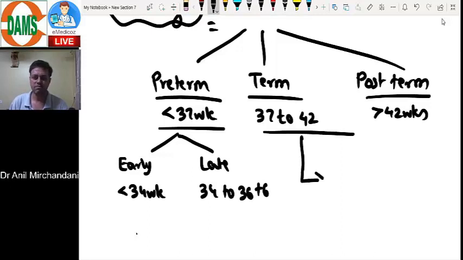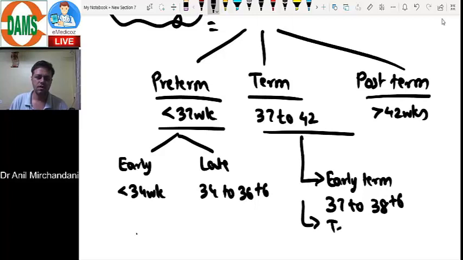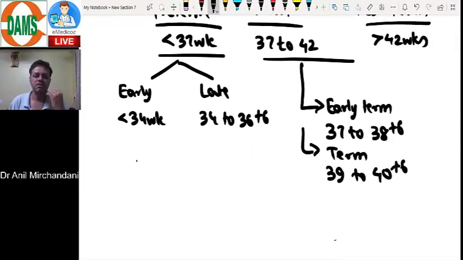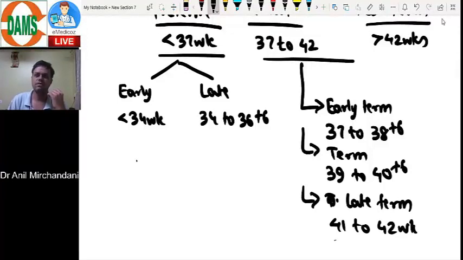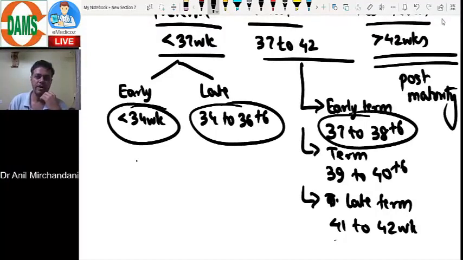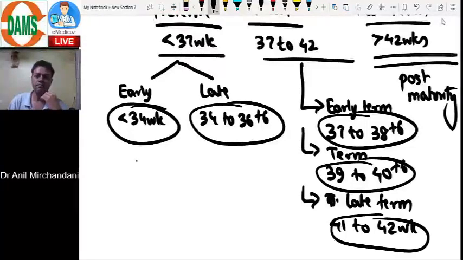Term is divided into early term, which is 37 to 38 plus 6. Term is 39 to 40 plus 6. This is the new definition of term, 39 weeks to 40 plus 6. And then there is something called late term nowadays. Late term is 41 to 42 weeks. Post term is beyond 42 weeks, also called post maturity. So early preterm, late preterm, early term, term, late term, post term.